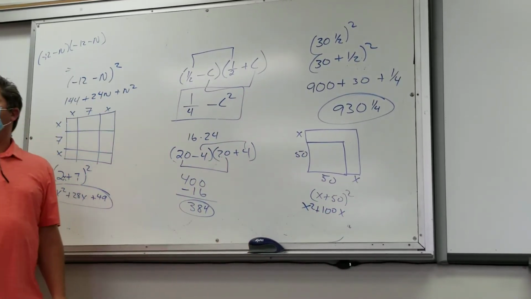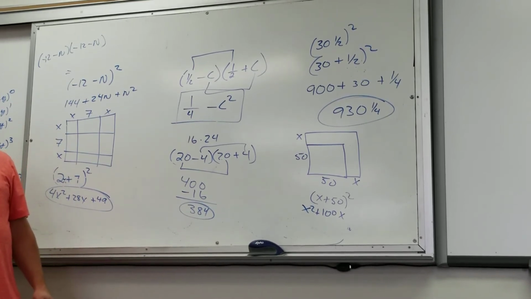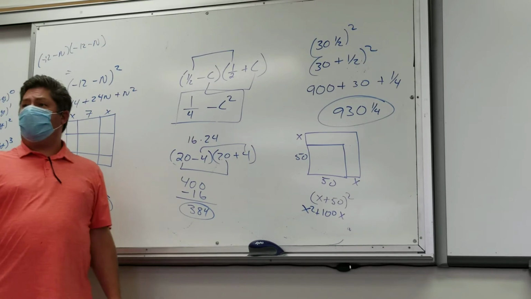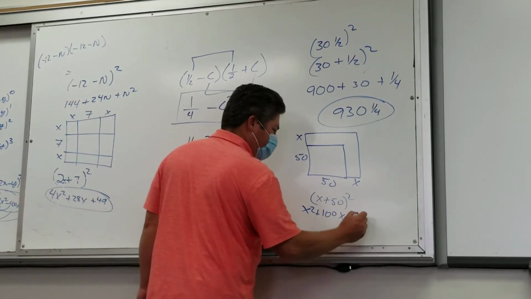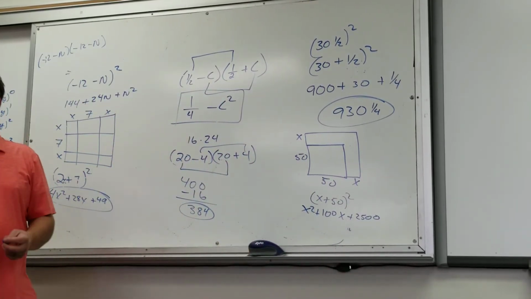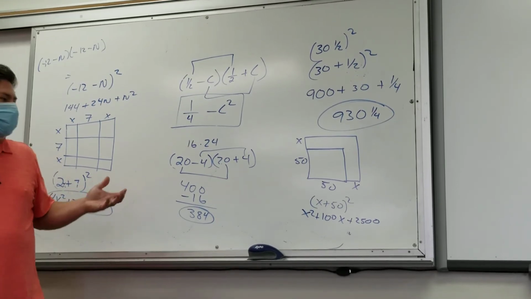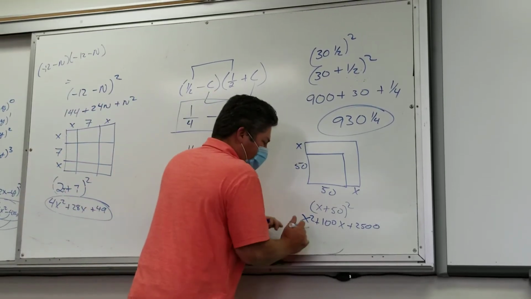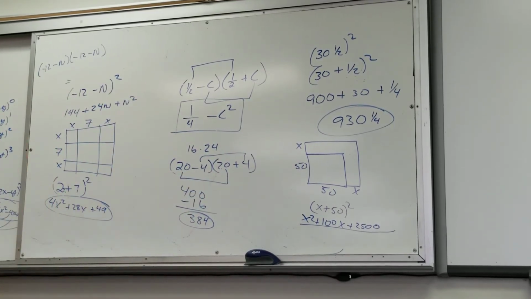Last term squared. What's 50 squared? What's 5 squared? 25. 5 squared is 25, and then times 100 because that's 10 squared. So it's going to be 2,500. Do you see how I did that? 10 squared is 100, 5 squared is 25, so it's 2,500. Okay, that's it. That's part A. What does part B say?